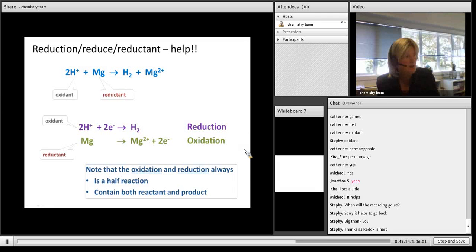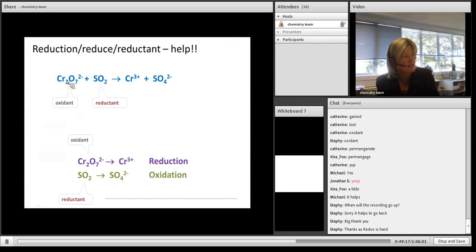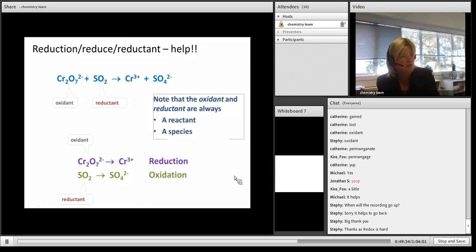If I do the other one, there's my oxidant and my reductant. My sulfur is losing the electrons. The chromium in the dichromate is gaining those electrons. So I can do the same thing. My oxidant is in my reduction. My reductant is in my oxidation. And then you'll notice the oxidant and reductant are always a reactant. They're always on the left-hand side. And it's a species, so it's not necessarily an element by itself. It's always something like dichromate or SO2 or hydrogen ions.